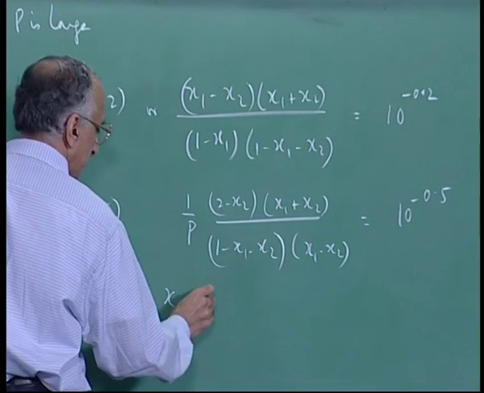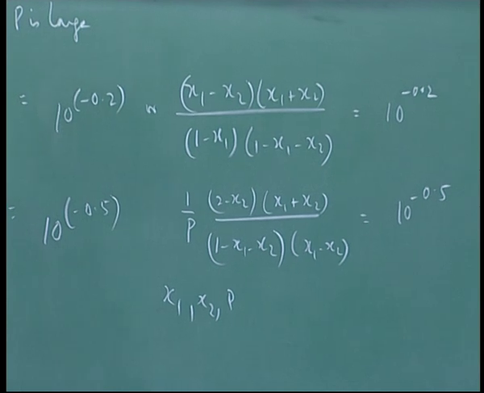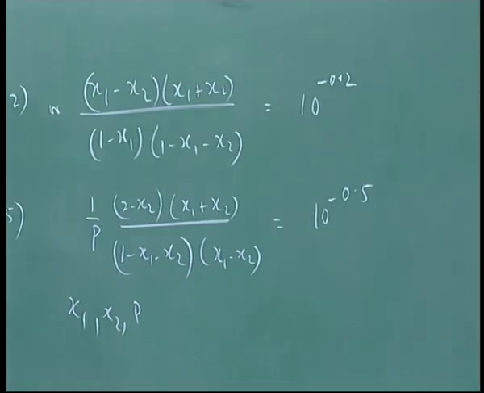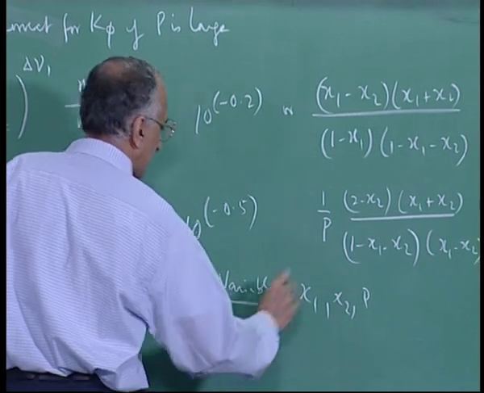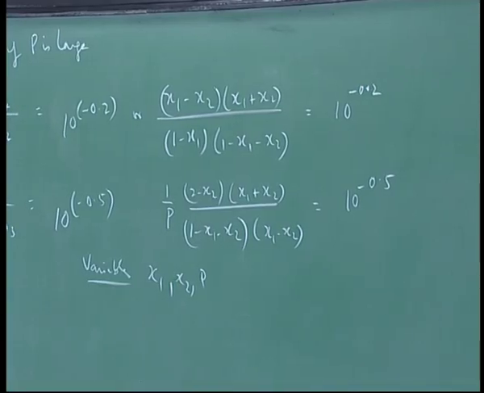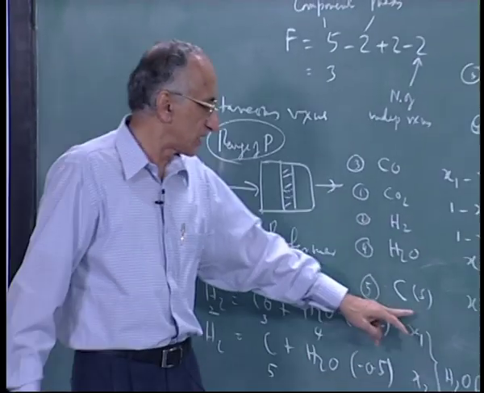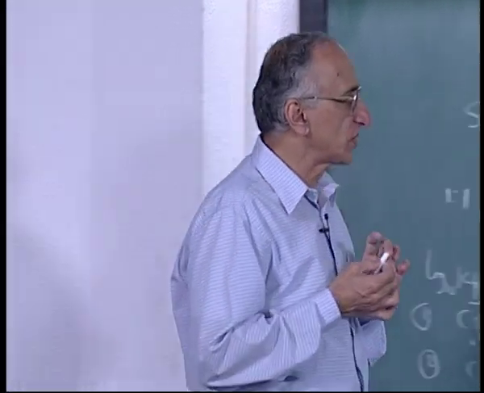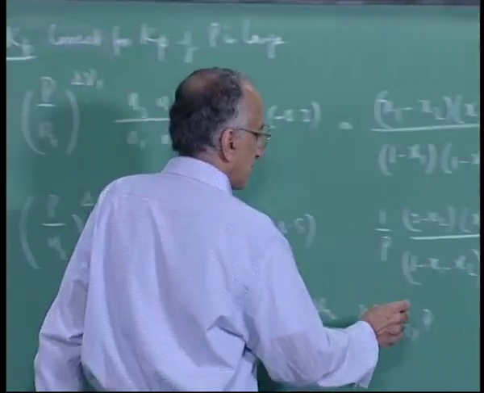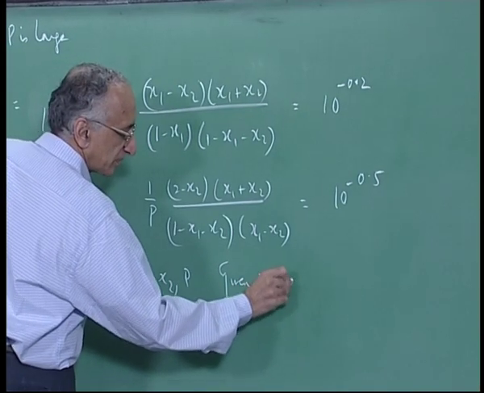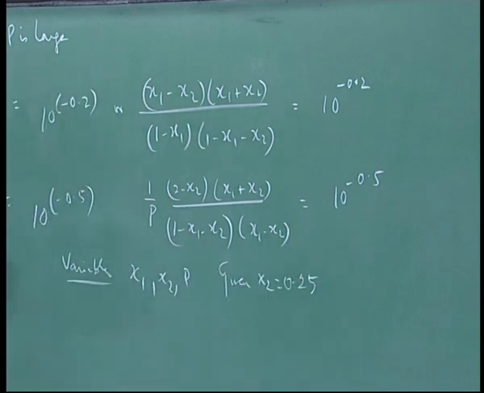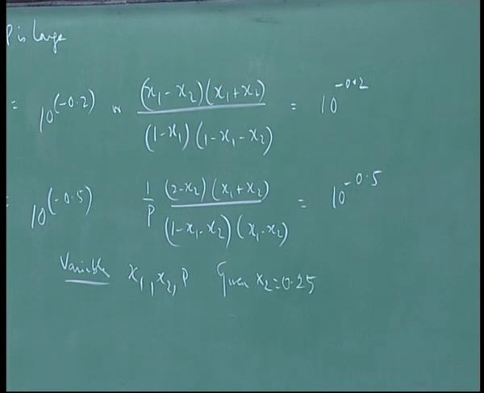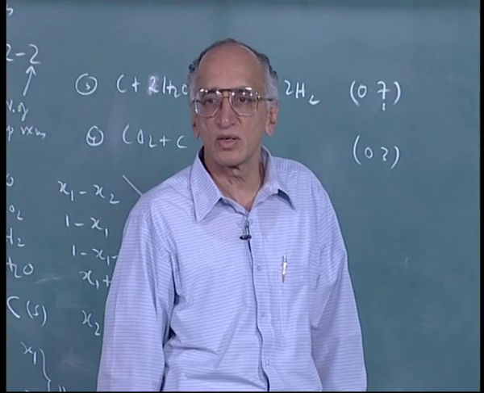So I have X1, X2 and P. I have two equations but three unknowns. So you need one constraint at least. That constraint has been given to you. First question is, if the carbon deposited is 0.25, what is permitted you assume, and then ask when will it be less. So if X2 is given as 0.25, then it is straightforward to solve. You can solve the first equation for X1 and then solve the second equation for P.